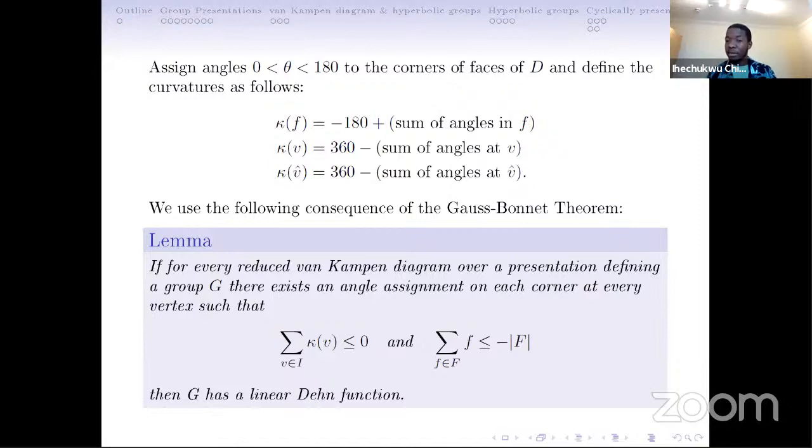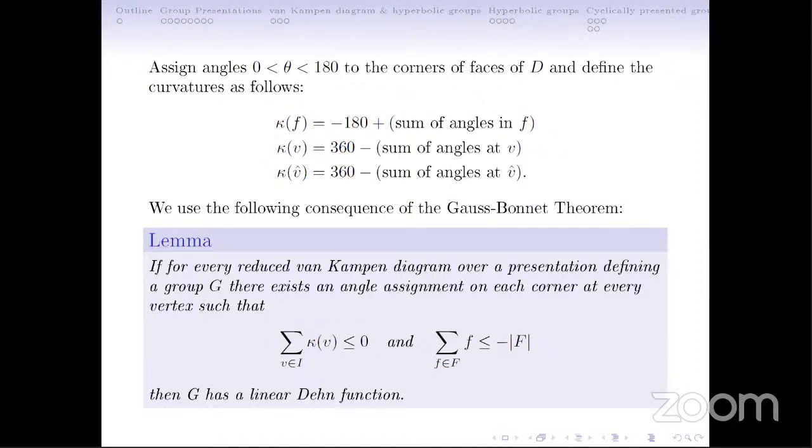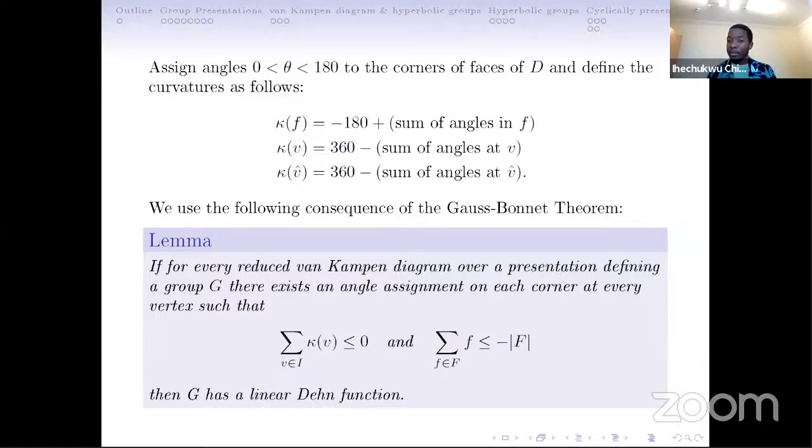You can assign the angles anyhow you want, but it needs to work. This density function has to be linear for any reduced Van Kampen diagram. So the choice of angle assignment is up to you, but this better work for any reduced Van Kampen diagram.